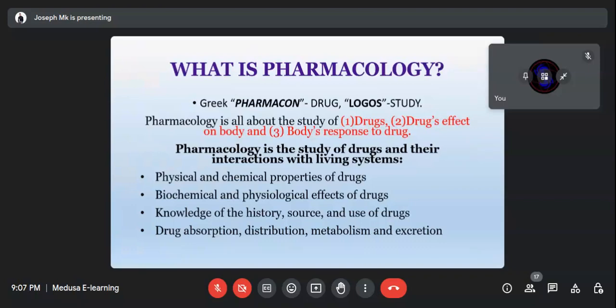It's going to be removed from the body, and that's where excretion comes in. So these ones, one, two, three, the ADME, we are going to study them under pharmacokinetics. I'm sure that one will be our next topic once we are done with the introductory part of pharmacology.